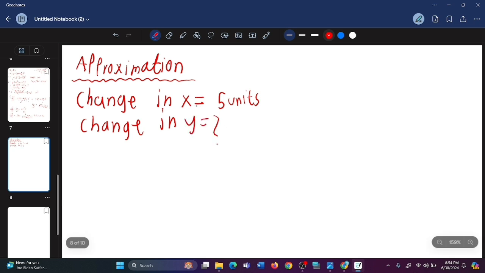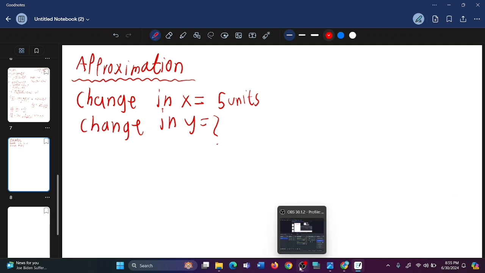We'll be given an equation. So we need to use differentiation to find the change in y if we are given the change in x. Let's see one example of approximation.